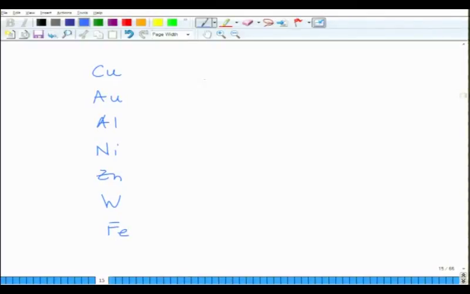So, copper has a bond energy of 56.4 kilojoule per mole, gold has a value of 60, aluminum has a value of 54, nickel has a value of 71.6, zinc has a value of 21.9, tungsten has a value of 212.3, and iron has a value of 104.